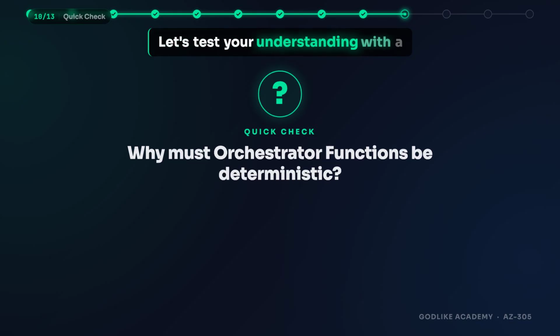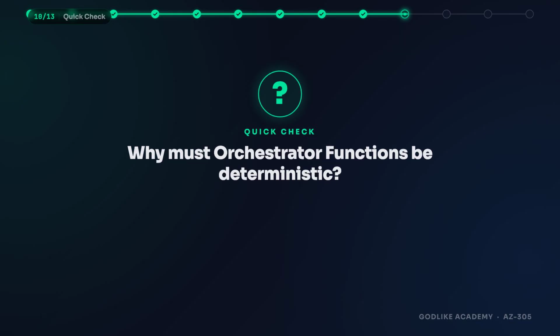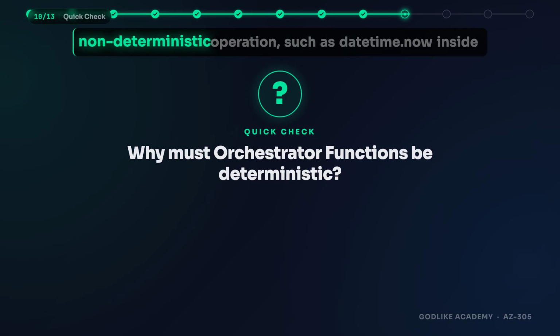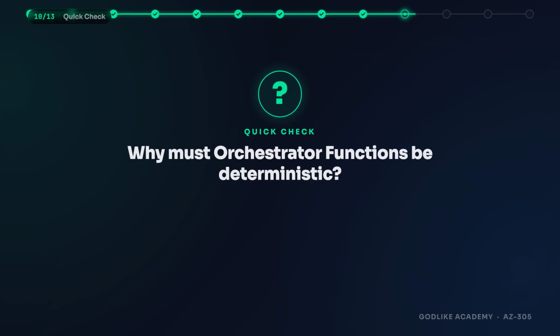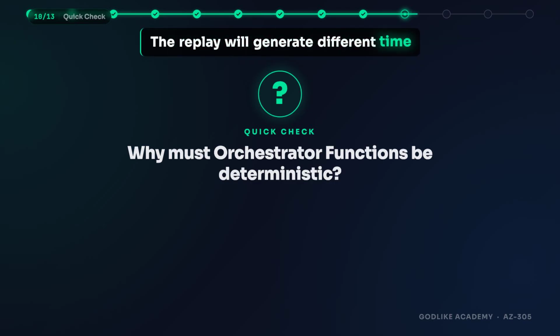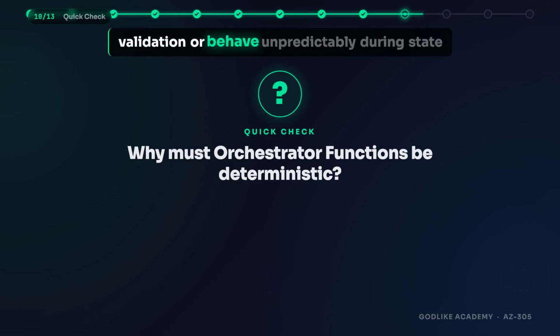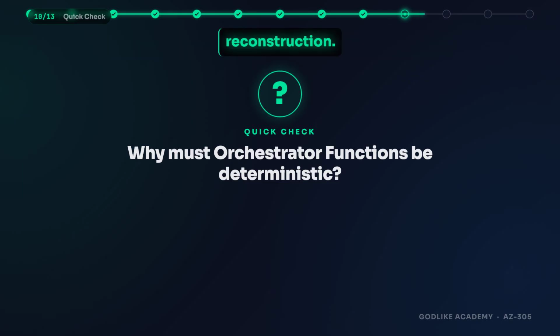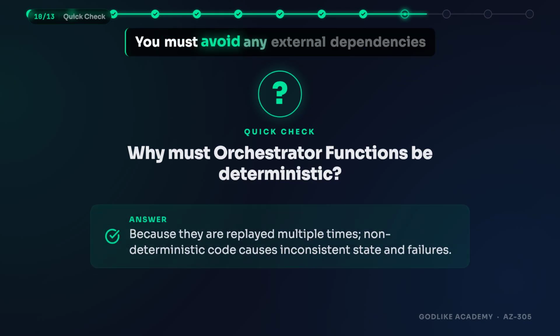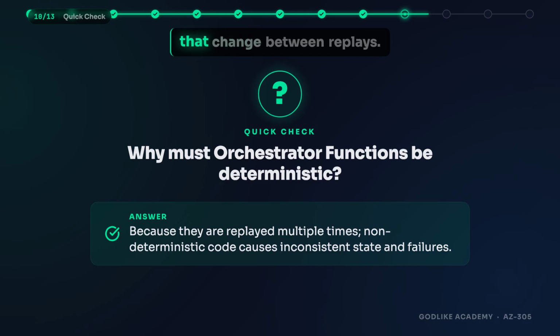Let's test your understanding with a critical exam trap. What happens if you use a non-deterministic operation, such as datetime.now, inside an orchestrator function? The replay will generate different timestamp values each time the code executes, causing the workflow to fail validation or behave unpredictably during state reconstruction. You must avoid any external dependencies that change between replays.